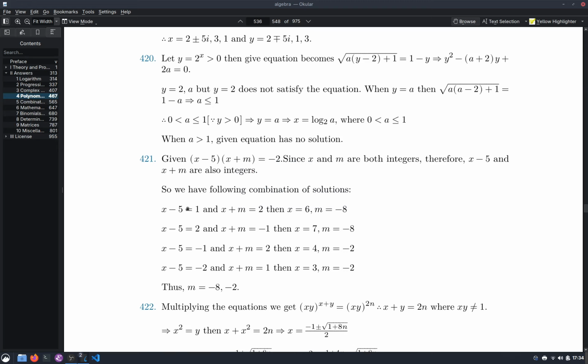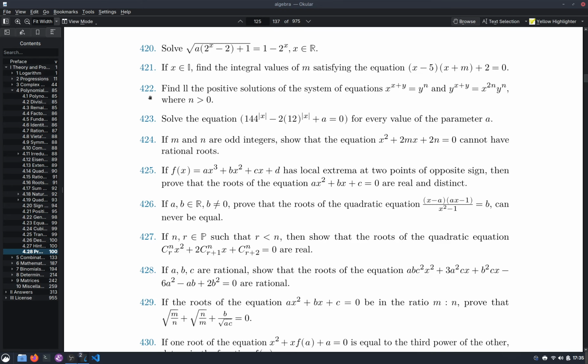So we let x minus 5 is equal to 1 and x plus m is equal to minus 2. Minus is missing here, so you see it is minus 2. So there can be only two factors, 1 and 2 here, and one can be positive, one can be negative. So we will have four cases: 1 and minus 2, 2 and minus 1, minus 1 and 2, and minus 2 and 1. So in all four cases we have got two possible values of m, that is minus 8 and minus 2. You can simply substitute and solve the equation for yourself.